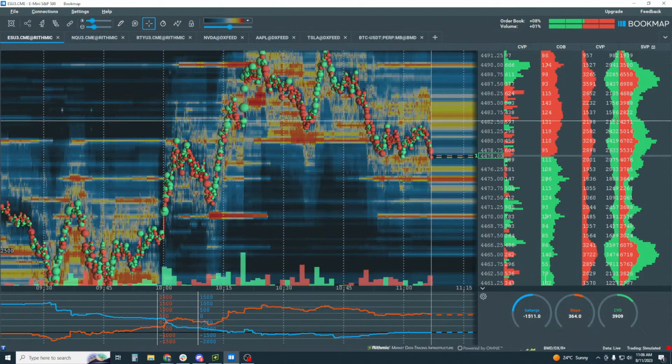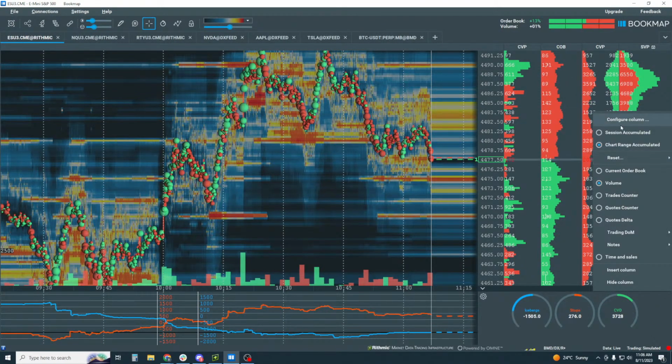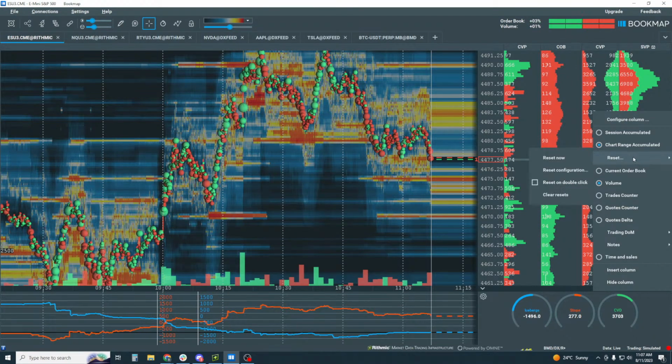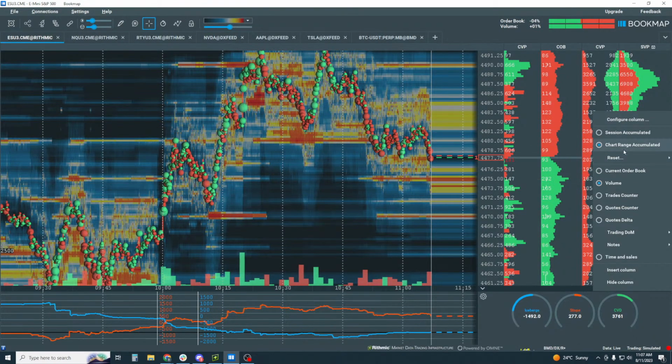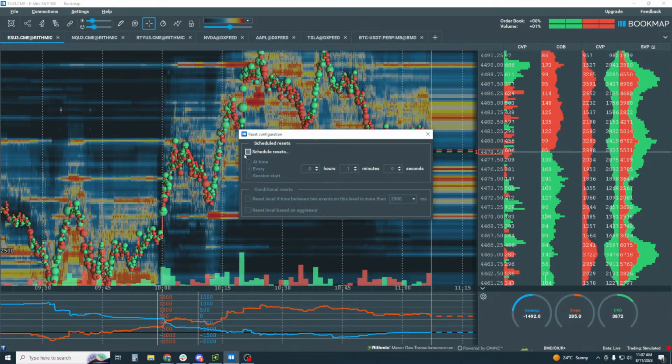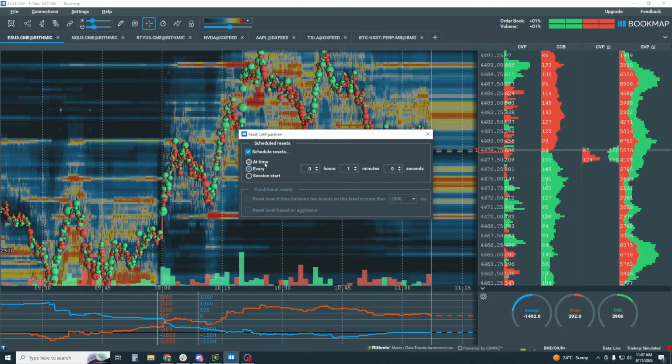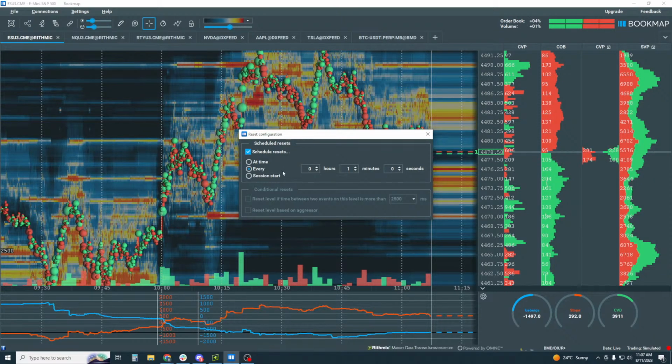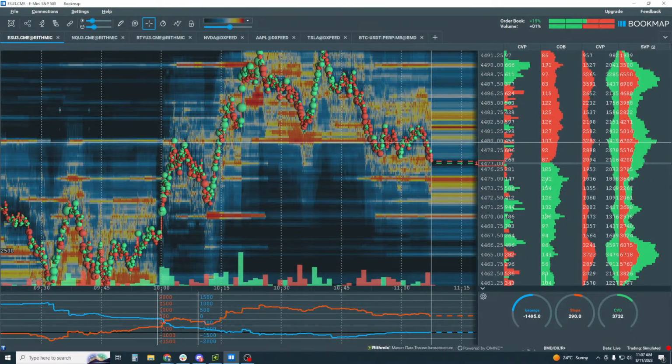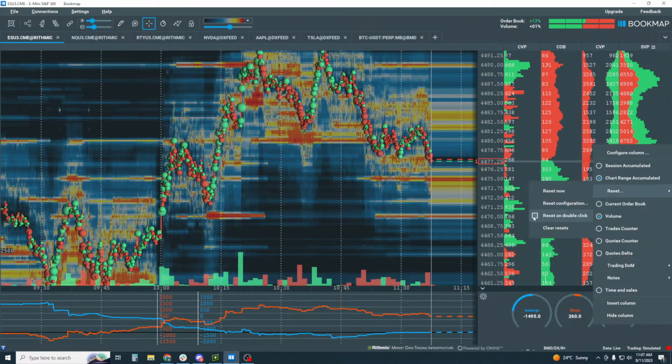And then Alois, we'll take a look at the columns in here. Now, this column here, the CVP with the data split out, let's go through some resetting in here. You can have it reset in many different ways: scheduled resets at a specific time of the day, at a specific time interval, or at the start of the session. There's some conditional resets as well. We're not going to use that feature. We're going to use another one, which is reset on double click.